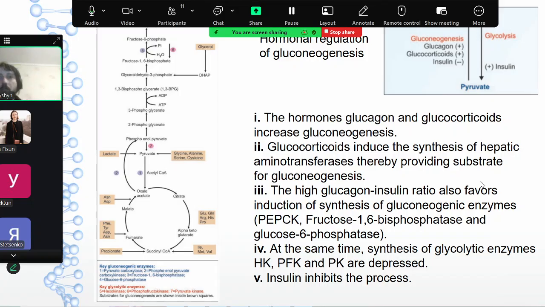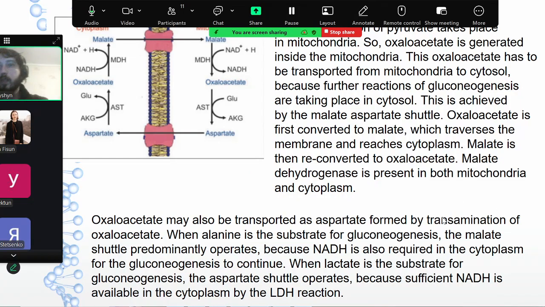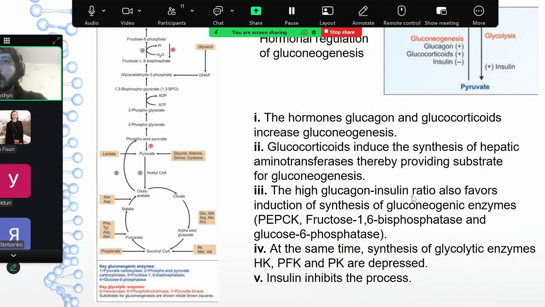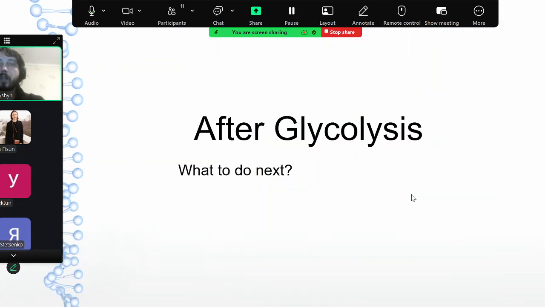So if we start generating glucose, of course we are repressing glycolysis, because that would be a little bit stupid. We generate glucose and at the same time we are degrading glucose, so it's either one way or another. That's pretty reasonable, that we are either trying to generate it or trying to degrade it, and insulin inhibits the process.